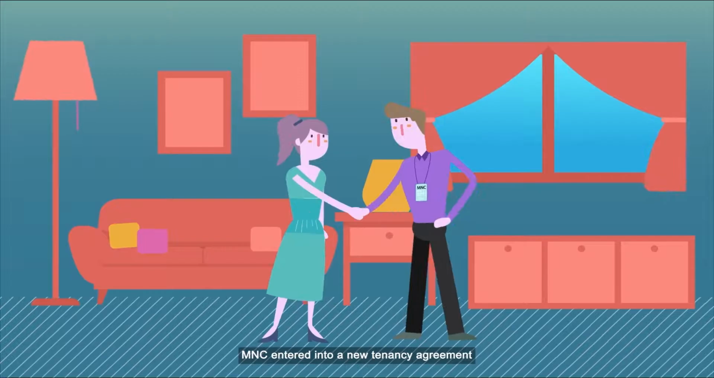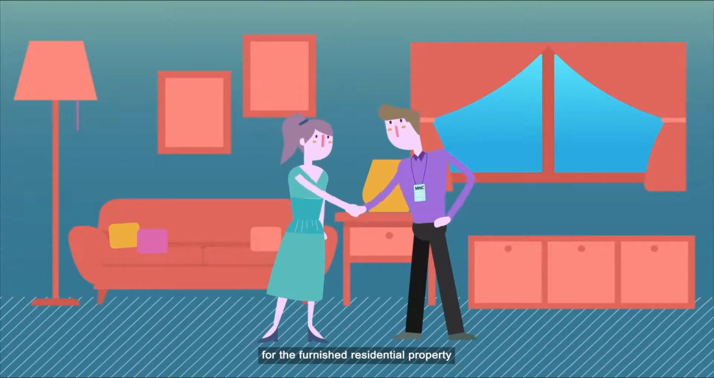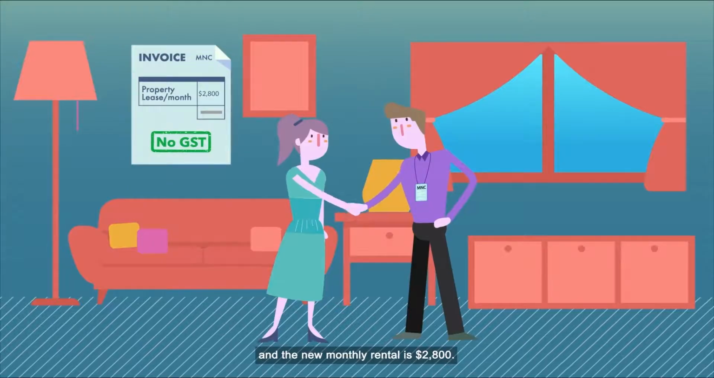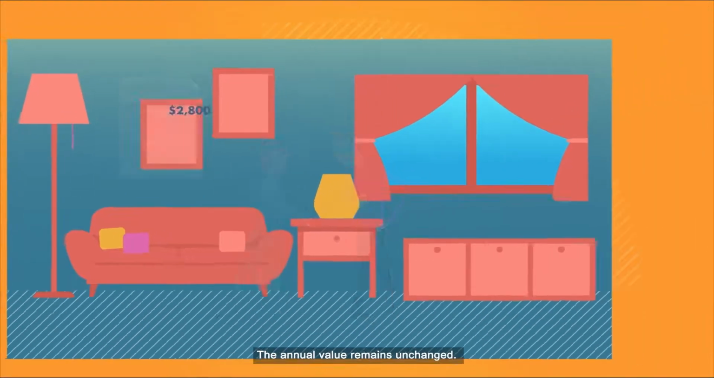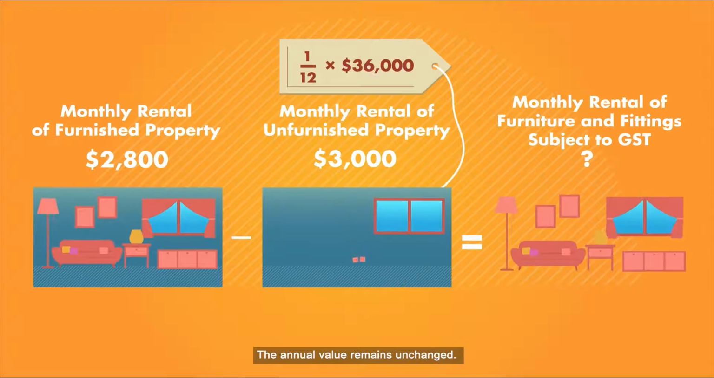MNC entered into a new tenancy agreement for the furnished residential property, and the new monthly rental is $2,800. The annual value remains unchanged. Since the monthly rental is lower than the monthly bare rental of $3,000, no GST is chargeable on the supply of furniture and fittings.